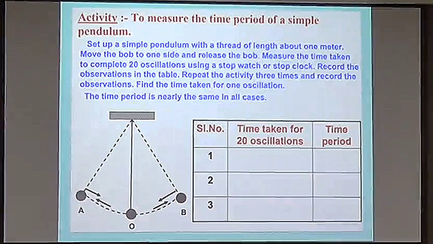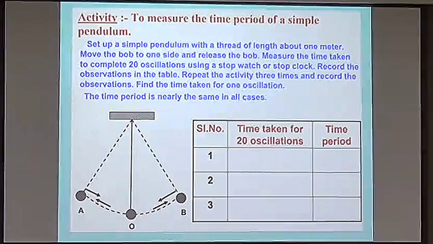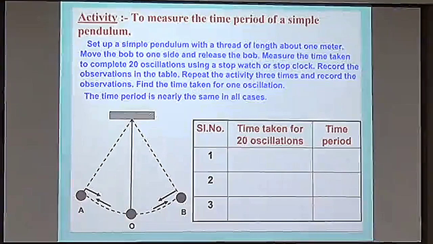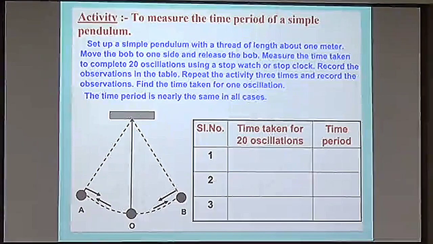Now we measure the time taken for completing 20 oscillations, and what will we use to note down the time? Either a stopwatch or a stop clock, and we record our observation in the table. We are going to repeat this activity 3 times and note down the time taken for 20 oscillations each. Finally, we take the average and find out the time period of 20 oscillations.